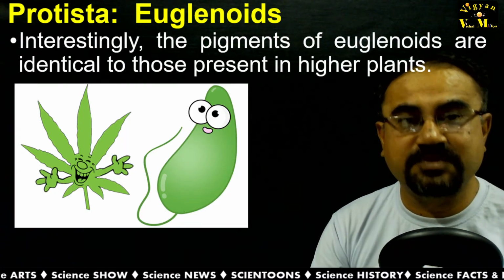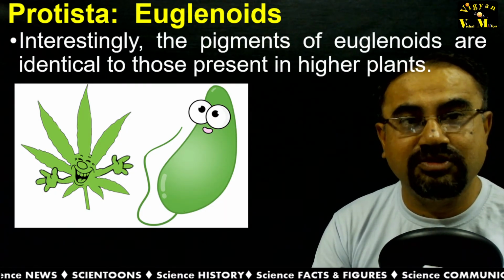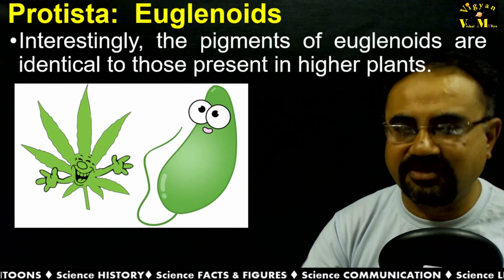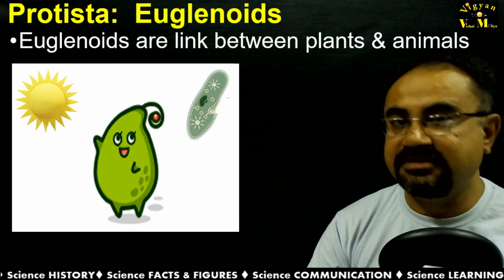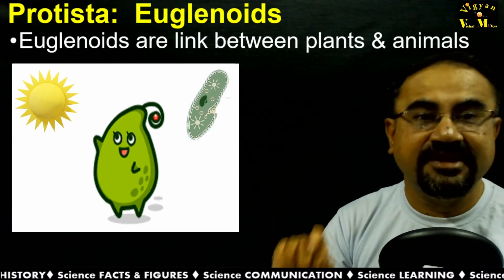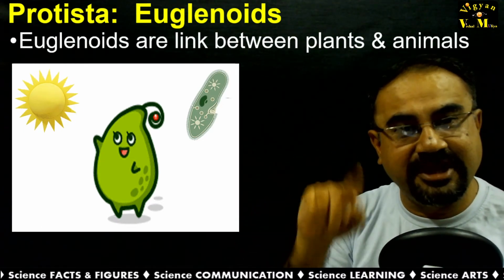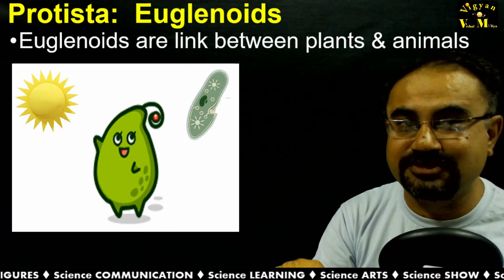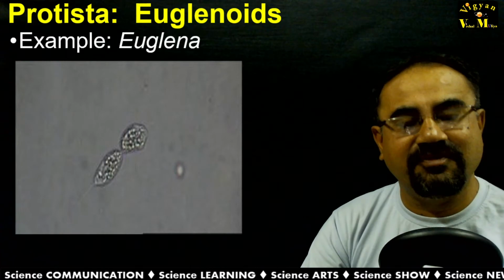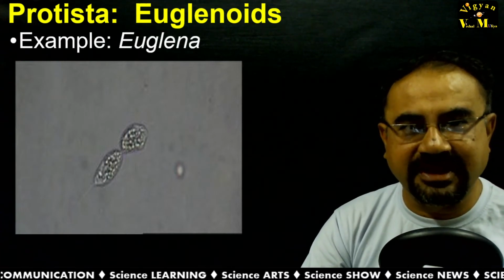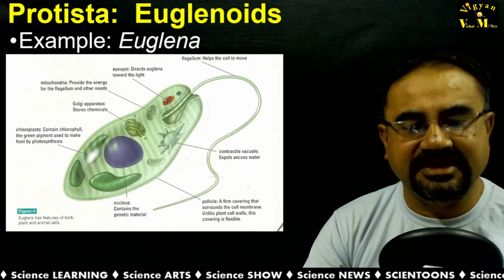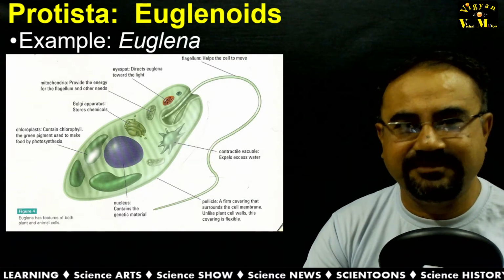Interestingly, the pigments found in Euglenoids are identical to those found in higher plants, that is, chlorophylls. That is the reason why we can say they are a link between plants and animals, because they can do photosynthesis and they can capture prey also. The best example of Euglenoids is Euglena. Here you can see it in the video format as well as in the diagrammatic one.